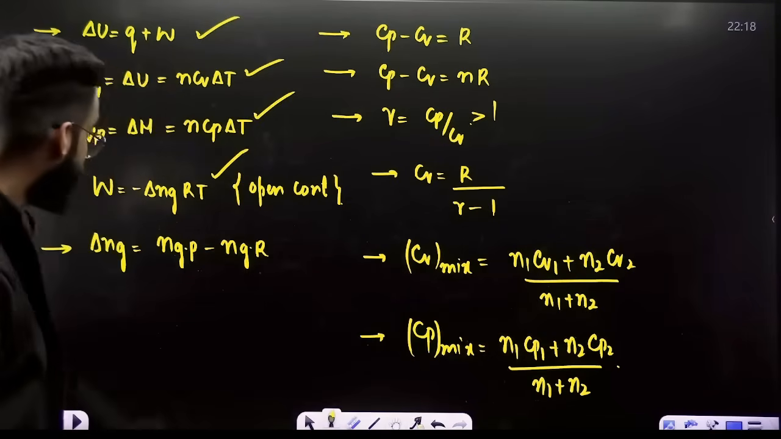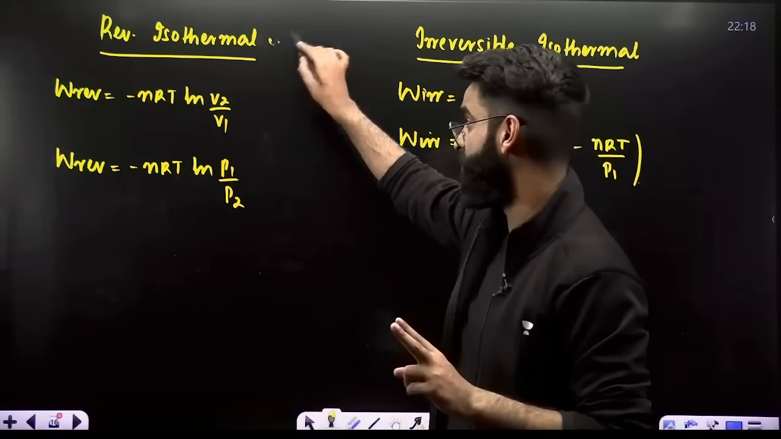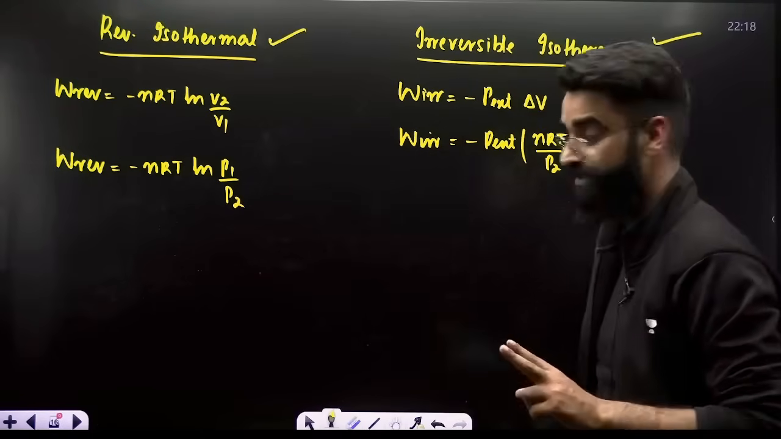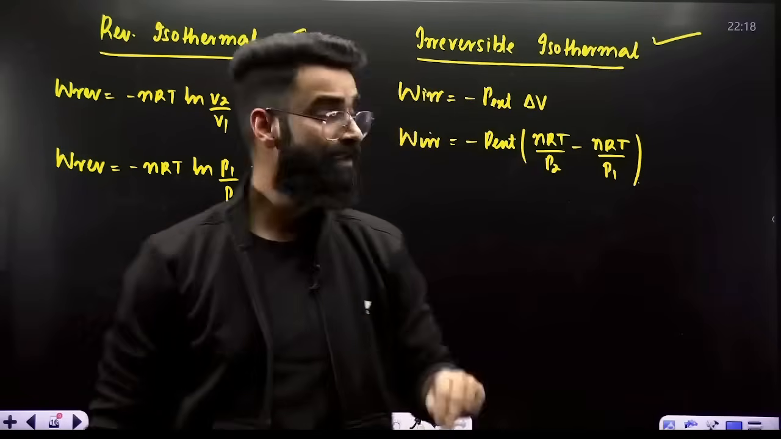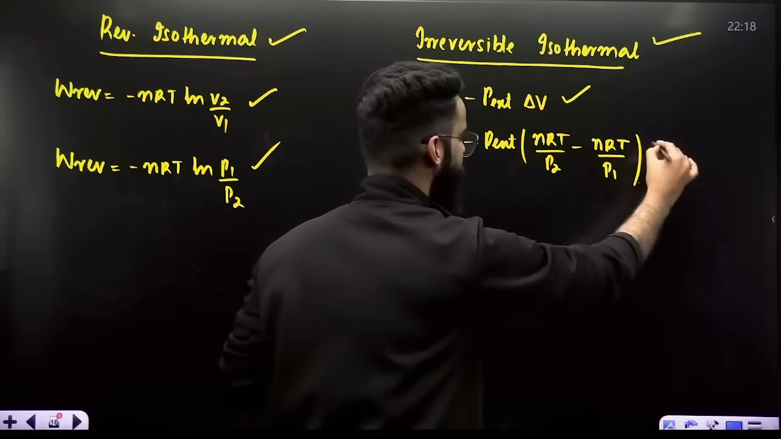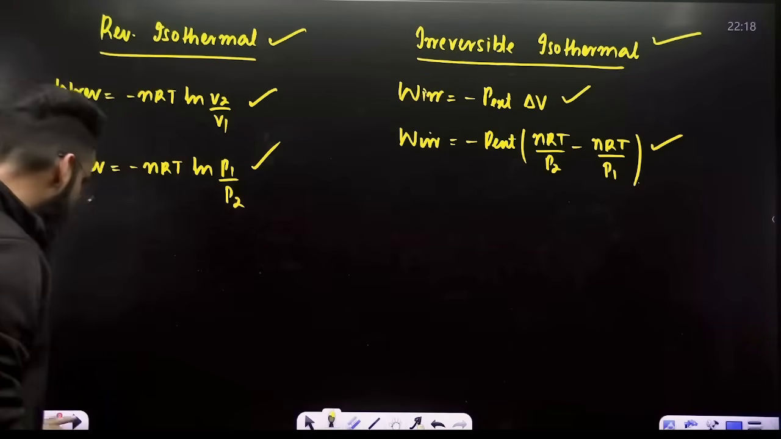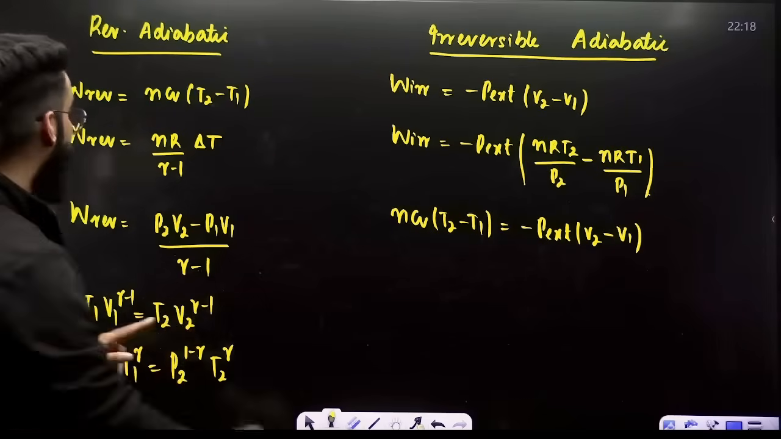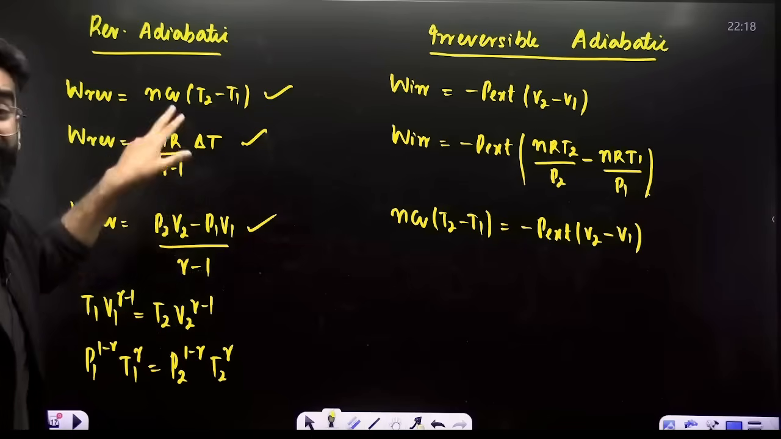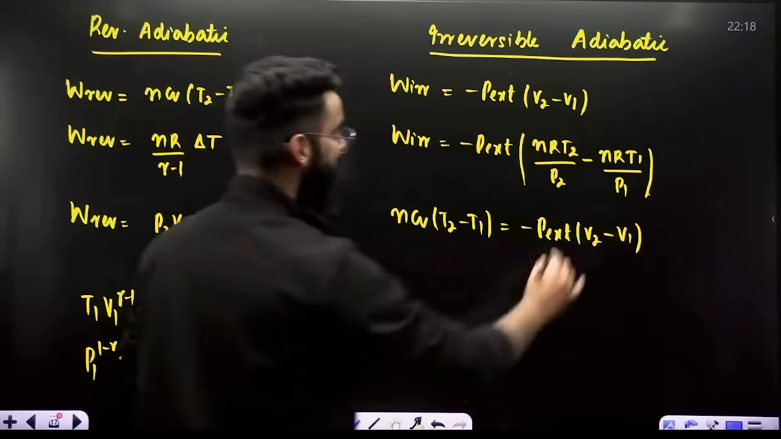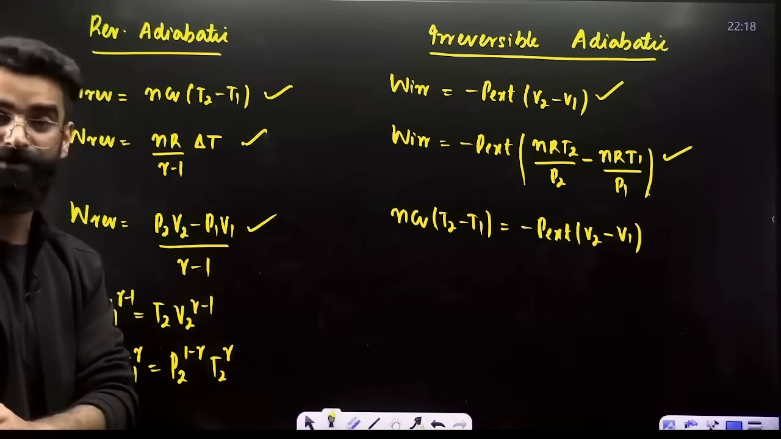Cp mixture. Now, you have got two types of isothermal processes: reversible isothermal and irreversible isothermal processes. These are the results with which you calculate work done in reversible isothermal, and these are the formulas with which you can calculate work done in irreversible isothermal. Now, again, you have got two types of adiabatic processes, and these are the three results with which you can calculate work done in reversible adiabatic. And these are the two results with which you can calculate work done in irreversible adiabatic processes.